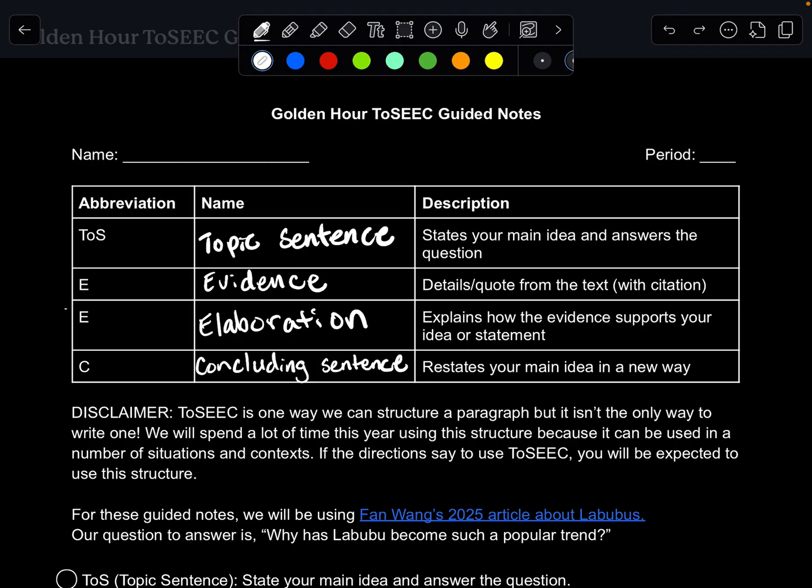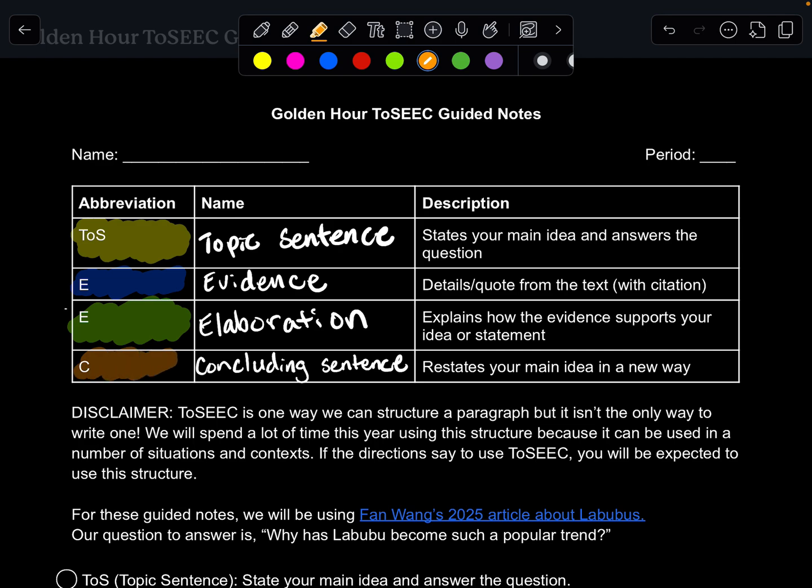Now, I told you all you're going to need some color pencils. So to start off, we're going to lightly, because you do not want to make it unreadable, shade this TOS yellow. You're going to lightly shade your evidence box blue. You're going to lightly shade your elaboration box green. And you're going to lightly shade your concluding sentence orange. This doesn't need to be a whole production, friends. Just go ahead and take a moment to color code that because we're going to use those colors here in a moment.